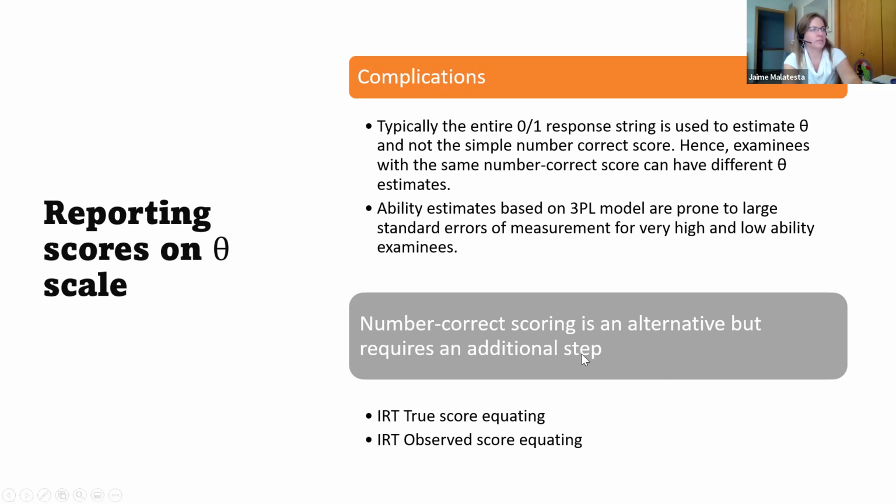So for that reason, sometimes people prefer to use number correct scoring instead of relying on theta scoring or the theta scale for reporting purposes. And when you choose to do that, you are required to do an additional step of equating. In that situation, we have IRT true score equating and IRT observed score equating, which I'll go over next.